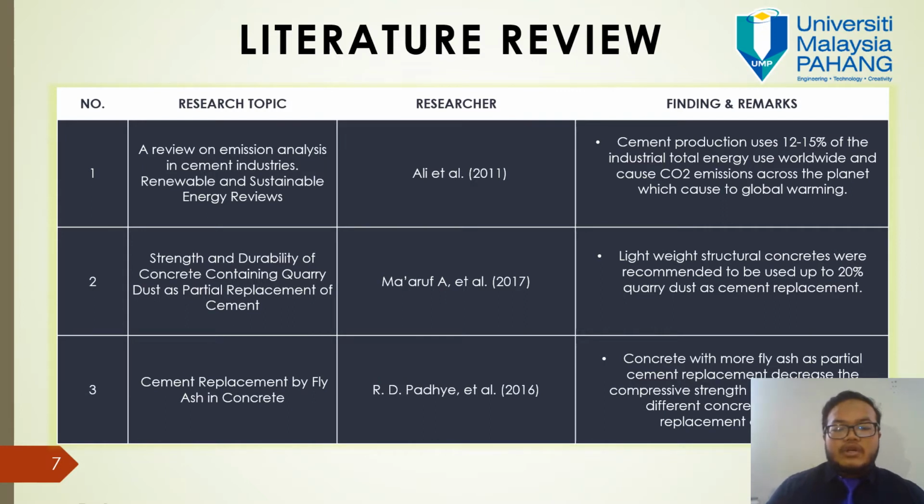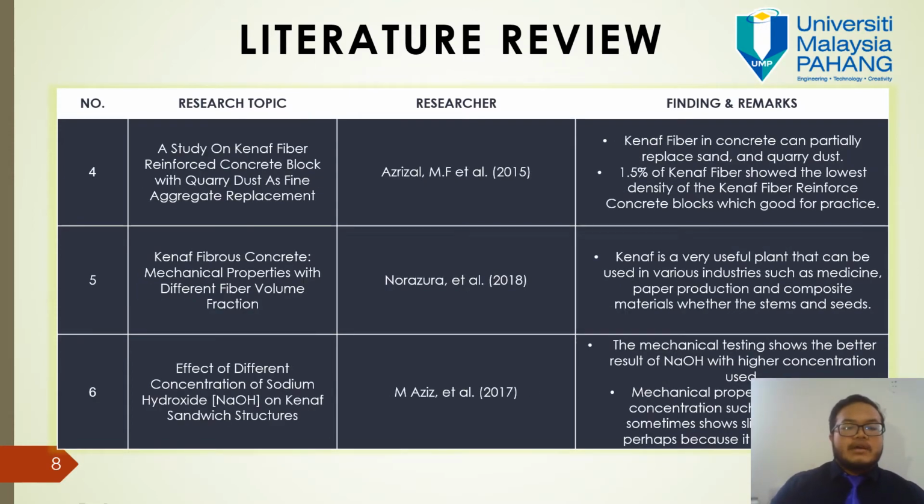And number three is cement replacement by fly ash in concrete by R.B. Padier et al., 2016, which concludes that concrete with more fly ash as partial cement replacement decreases the compressive strength and is not safe for different concrete mixes if the replacement is above 40%. For number four, from the research topic of a study on coir fiber reinforced concrete block with quarry dust as fine aggregate replacement by Azrizal MF et al., 2015. The finding is that coir fiber in concrete can partially replace sand and quarry dust. 1.5% of coir fiber shows the lowest density of the coir fiber reinforced concrete block, which is good for practice.